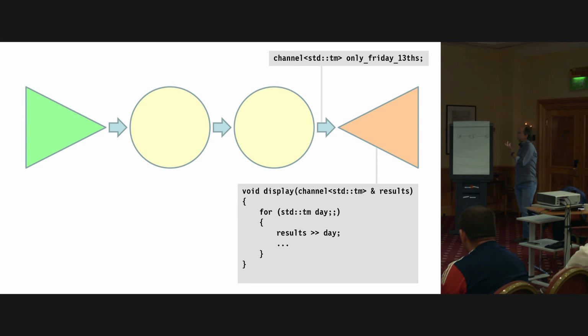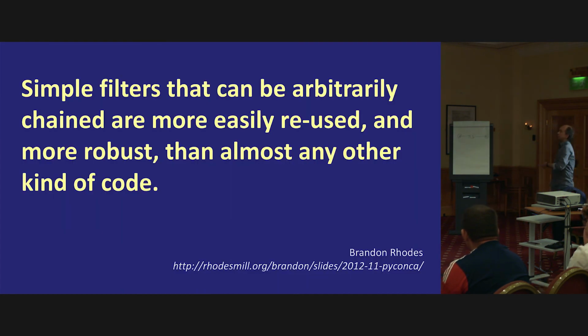So there's a very simple idea of a compositional approach. What is nice here is that the units of composition are all small. They are all side effect free. Okay? They work only on their arguments. They work only on their parameters. And this is a classic example of parameterizing from above. It's also very easy to compose with. Simple filters that can be arbitrarily chained are more easily reused and more robust than almost any other kind of code, was an observation Brandon Rhodes made a couple of years ago.